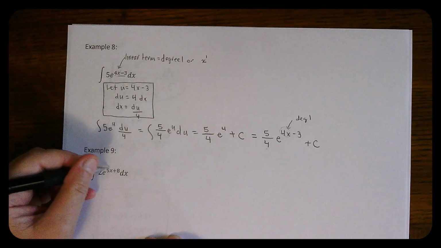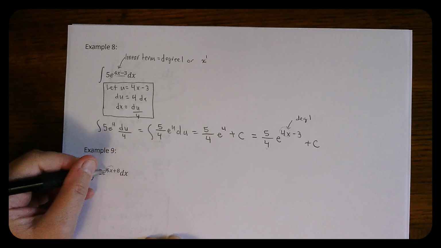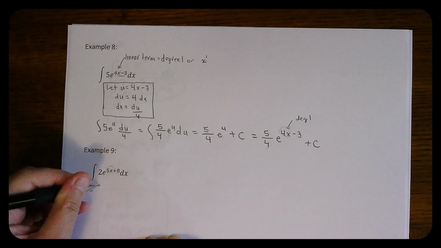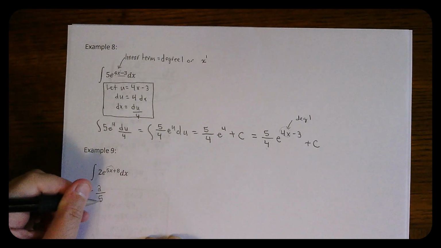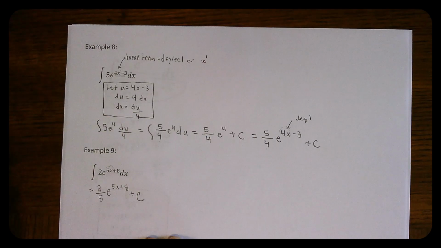So here we have another linear power. So the derivative of 5x plus 8 is just going to be 5. So what you can do is just take that 2, divide by that 5, and e to the 5x plus 8. So it's a nice rule. It's a nice shortcut.